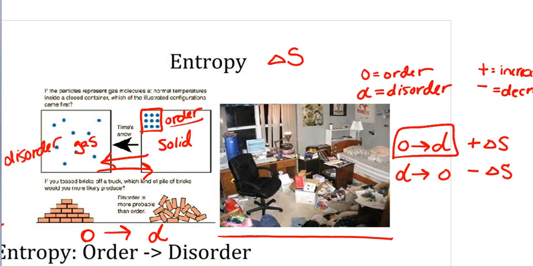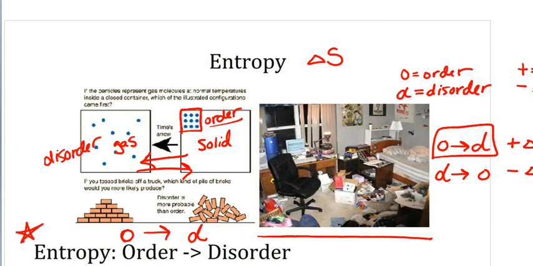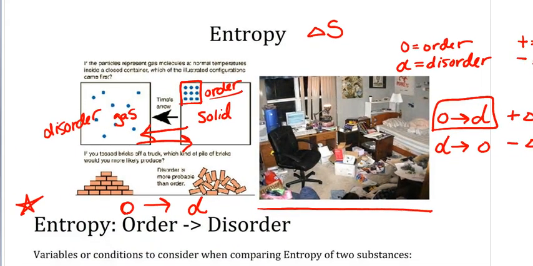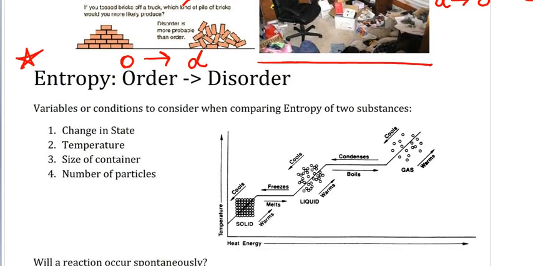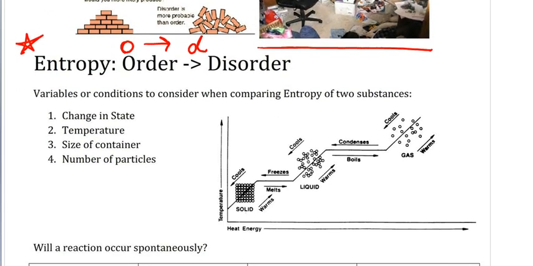So, hopefully you understand what entropy is. Again, it's the way things will naturally move from order to disorder. And there are also some variables to think about and consider when trying to figure out if there's an increase or decrease in entropy. So the first one is a change in state.